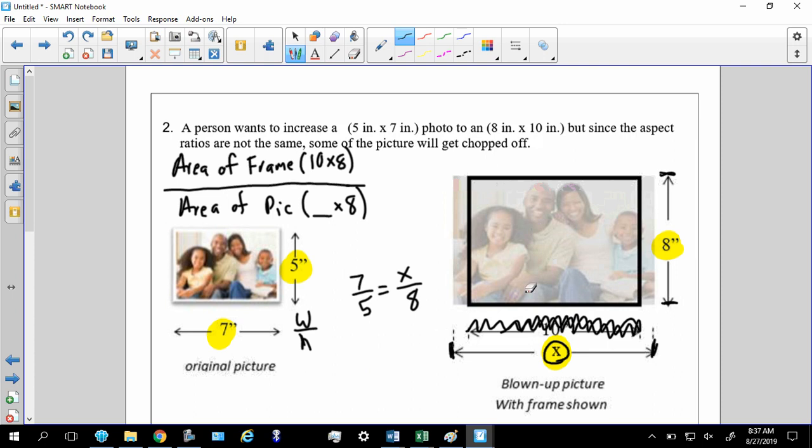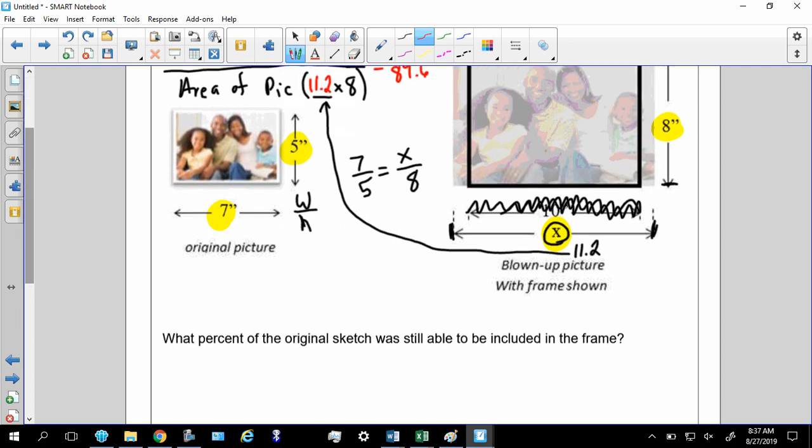And we get x is equal to 11.2. So x is equal to 11.2. Throw it in there. All right. So let's go ahead and do our areas. 10 times 8 is 80 over 11.2 times 8, which is 89.6. Divide 80 by 89.6, and you get 89%. So the percent is 89%. There you go.